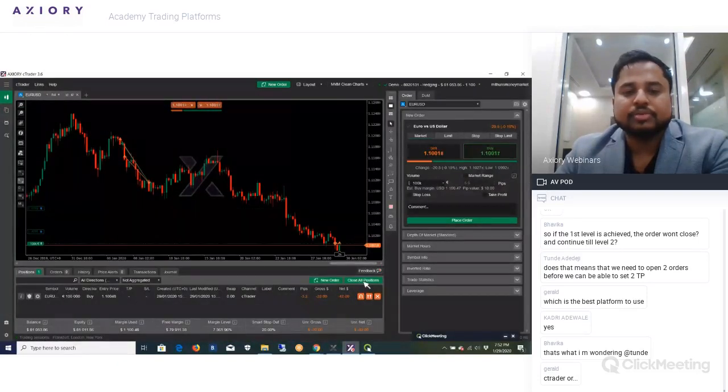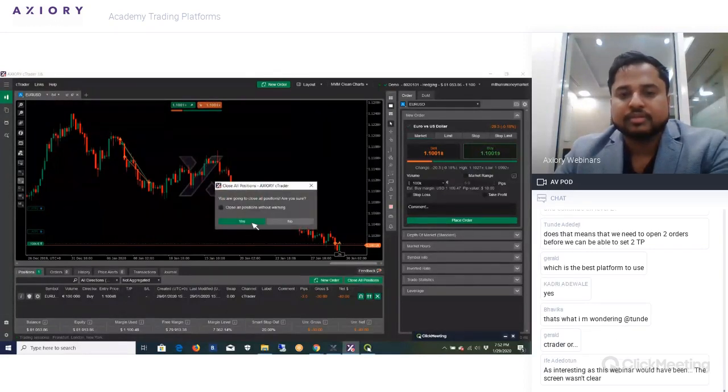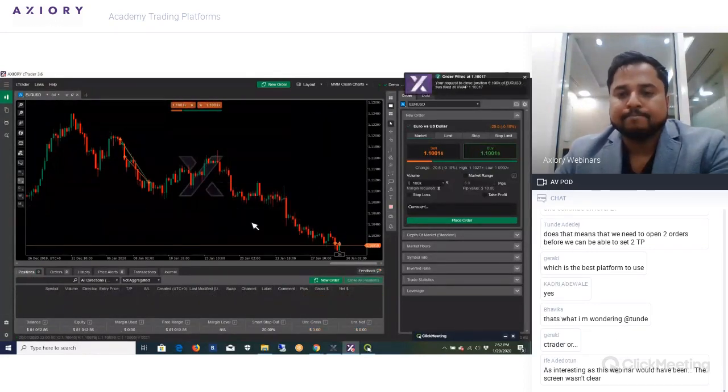Okay, and if you want to close all the positions, just click the order here, close all positions. So it is just squared off.